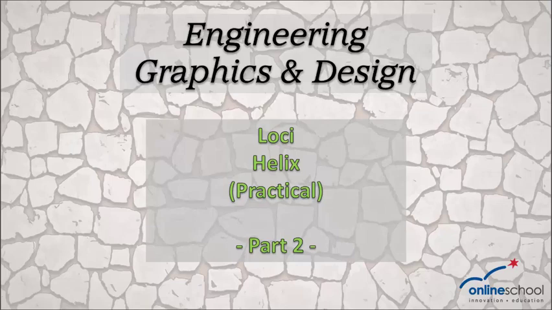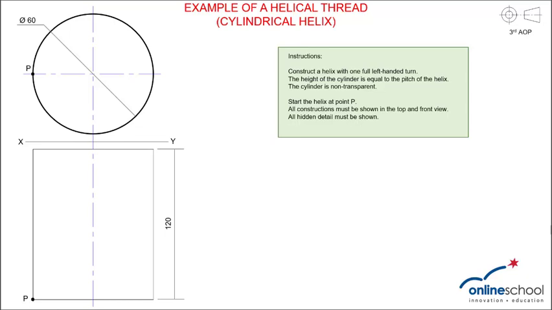This is part 2 on the basics of the loci of a helix. We are going to make use of a very basic cylinder with a diameter of 60 millimeters and a height of 120 millimeters. This is presented in third angle photographic projection, and the construction here tells us that we have to do a helix that has one full left-handed turn, and the height of the cylinder is equal to the pitch of the helix, and the cylinder is non-transparent.